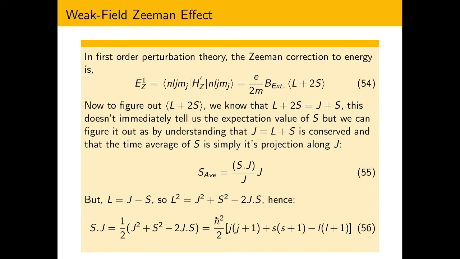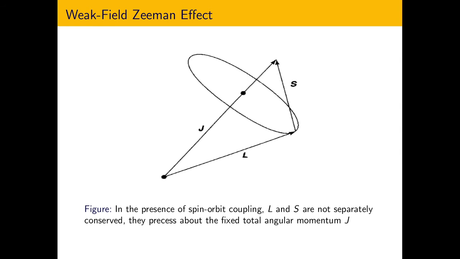So what happens is L, the time average of S, is simply a projection of it along J. You can think of J as a vector composed of adding the two vectors L and S. And if you want to think about the time average of S, it's basically a projection of S onto J.